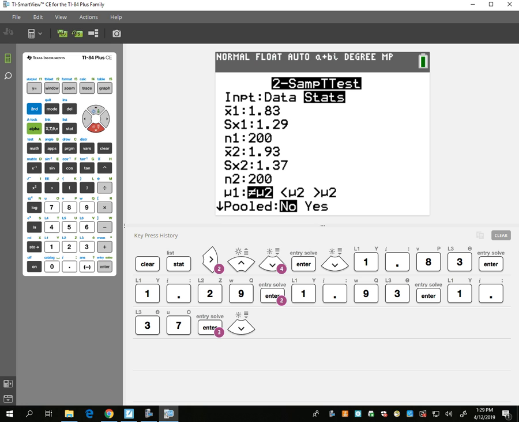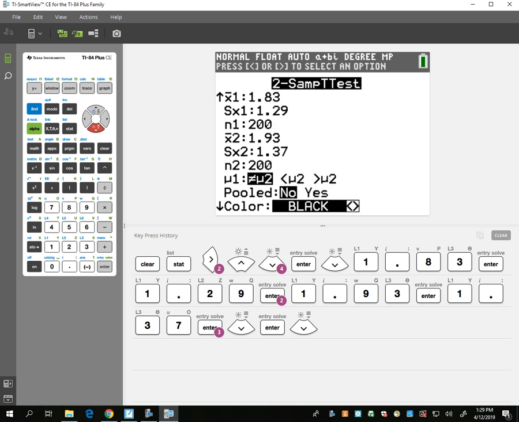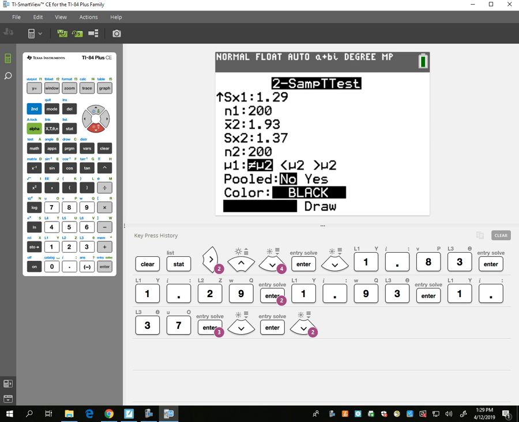And again, with the t-test, we never pool. Although a p-hat combined with the two-proportion z-interval, that is a pooled test, but they don't actually prompt that. They just do it automatically. All right, so let's calculate.